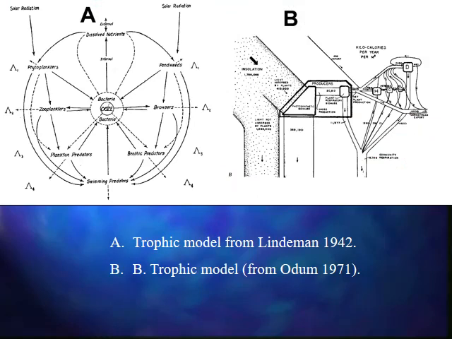Here's a trophic model produced by Lindeman. And so he's trying to show how things move through the system. Here's another trophic model produced by Odum in 1971. Lindeman was 1942, in a very important paper, a classic paper in limnology and ecology.